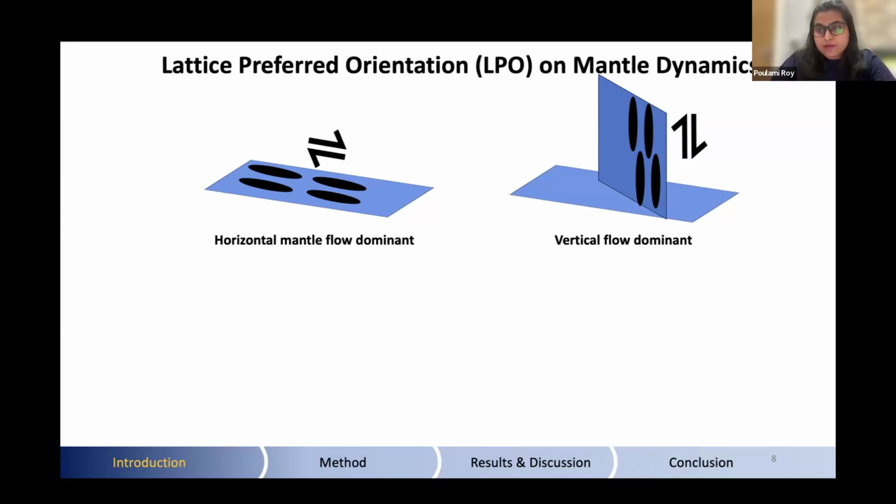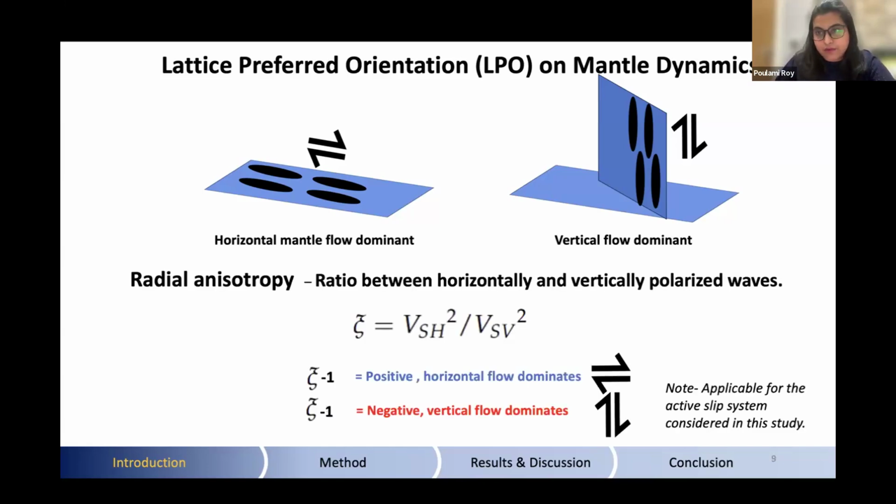There are several anisotropic properties one can measure, and in this work we mainly consider radial anisotropy. What does it mean? It is a ratio between horizontally and vertically polarized waves, and in this work we consider the shear wave component of the seismic wave. When radial anisotropy is positive, the horizontally polarized shear wave is faster, which means horizontal flow dominates. If it is negative, vertical flow dominates. The bottom line is that we really cannot go to the core mantle boundary and see the flow pattern, but we can compute or simulate the radial anisotropy, and from there we can infer the mantle flow pattern.